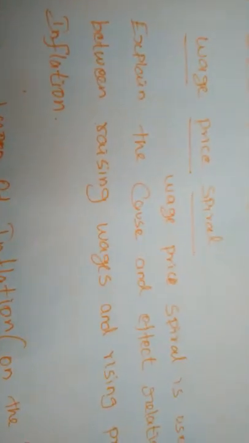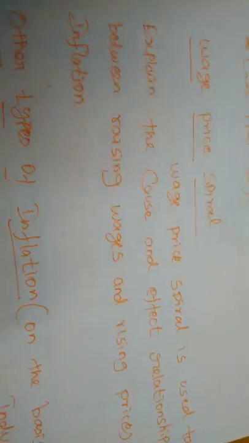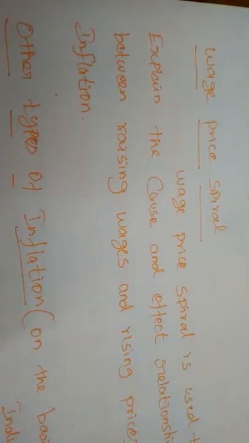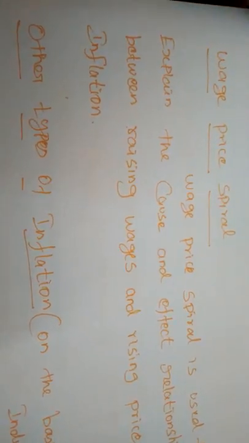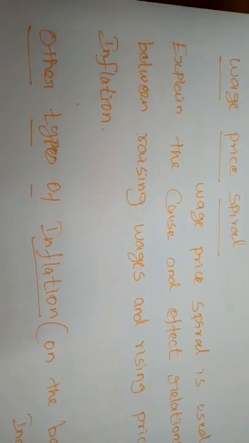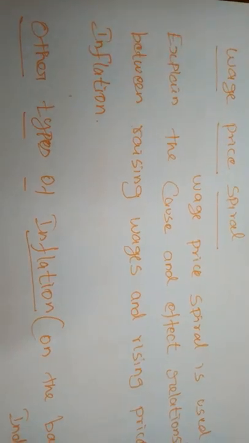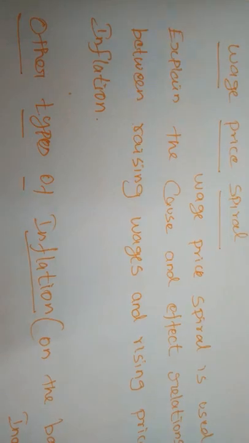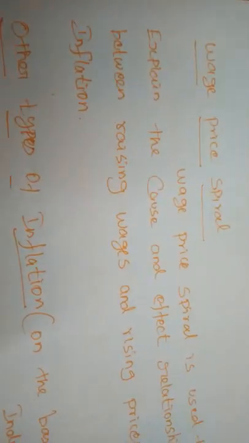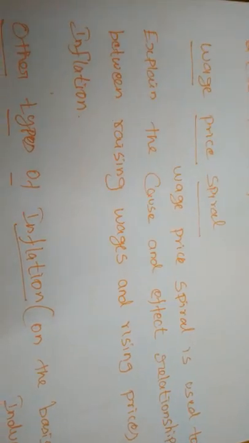Next, wage price spiral. Wage price spiral is also one of the inflation situations. The wage price spiral is used to explain the cause and effect relationship between rising wages and rising prices, or inflation. How are the prices of commodities increased? On the basis of increasing the wage level.